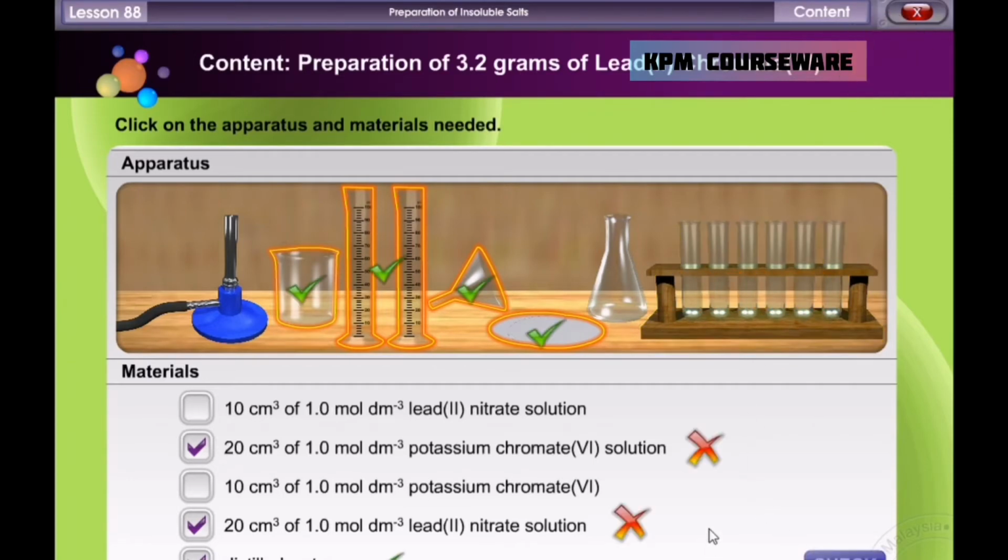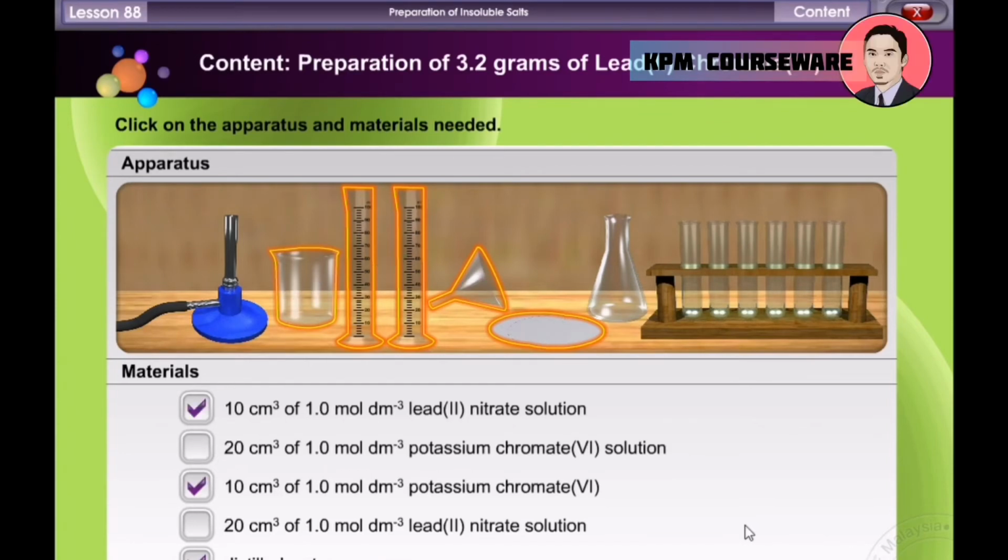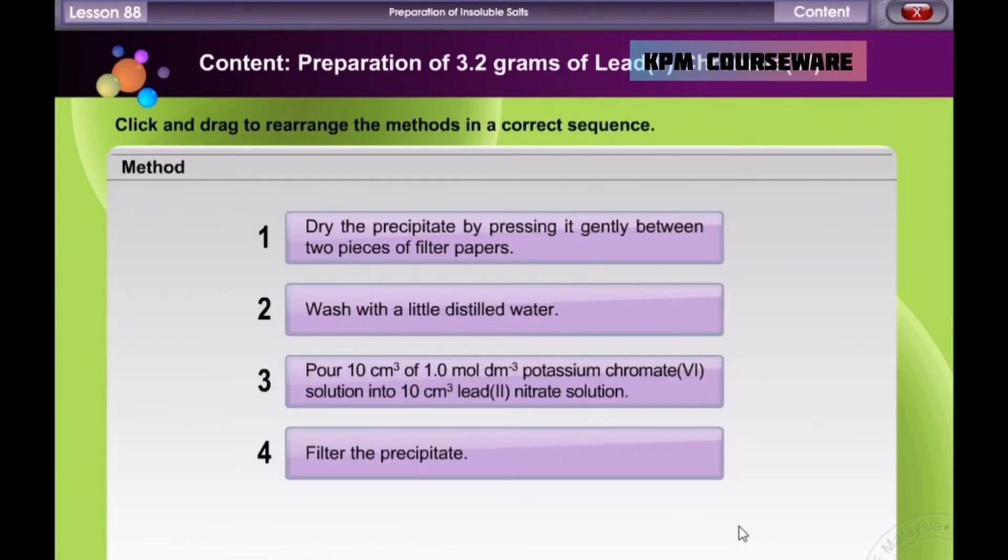Sorry, try again. These are the materials and apparatus needed for the preparation of lead(II) chromate(VI) salt. Now, do you remember how to prepare an insoluble salt? Click and drag to rearrange the method in the correct sequence. Click on the check button when you're done.